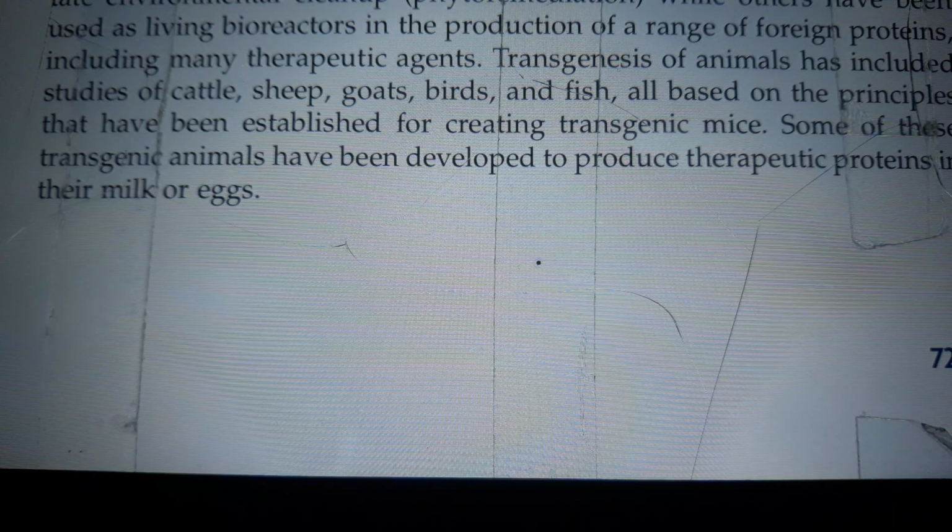Transgenesis of animals has included studies of cattle, sheep, goats, birds, and fish, all based on the principles that have been established for creating transgenic mice. Some of these transgenic animals have been developed to produce therapeutic proteins in their milk or eggs.